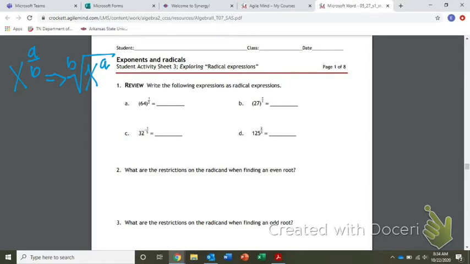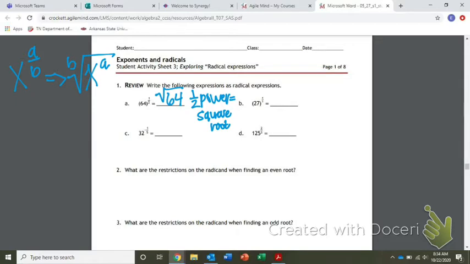So for this first one, what did I say yesterday? Anything to the half power we know is the square root. So make sure you write half power equals square root. Okay? So all this is wanting us to do in the first one is say the square root of 64. We're not solving, we're just writing in radical expressions.